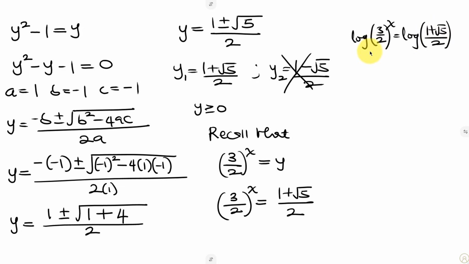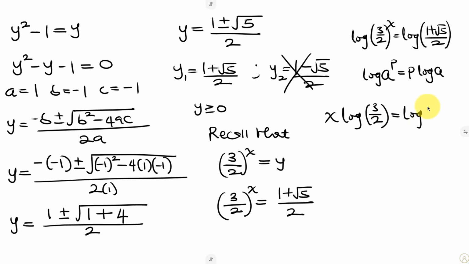Good. Now we're going to be applying the law of logarithm here that says that when I have the log of a raised to a power of p, this can be expressed as p times log a. And let's apply this here. So this expression now becomes x, which is the power, times log 3 over 2. Very good. And this is equal to log of (1 plus the square root of 5) all over 2.